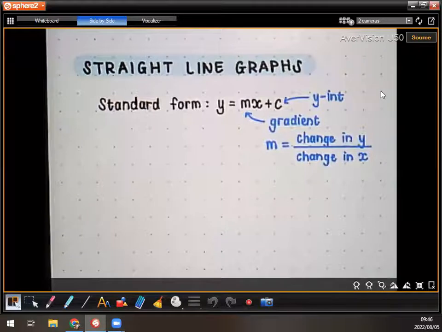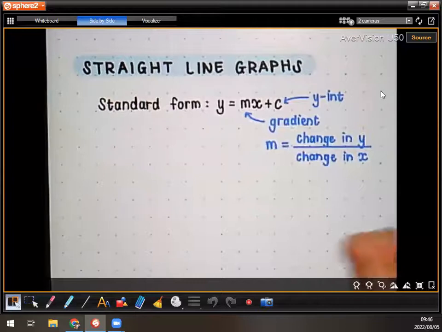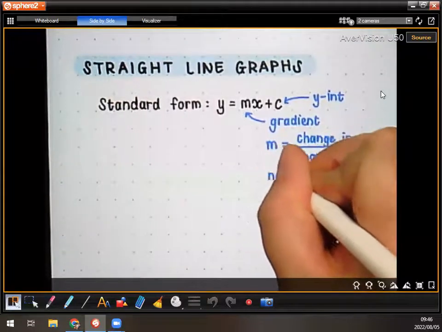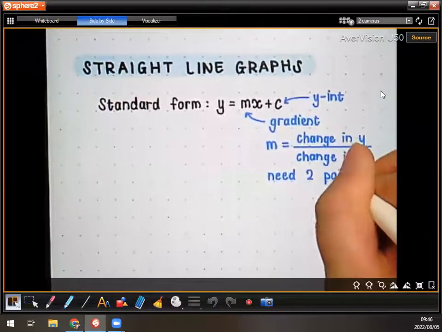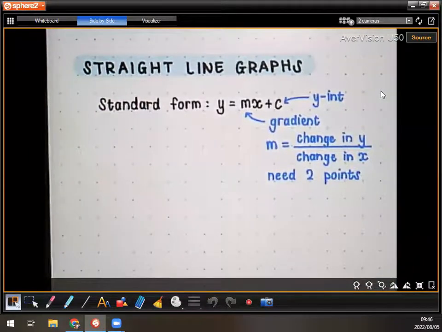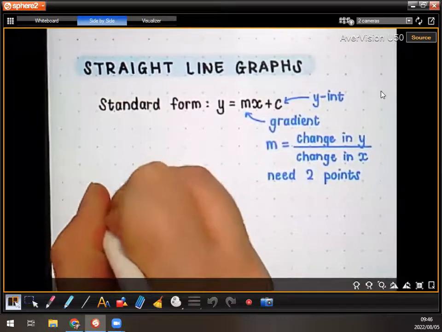So the gradient is change in y over change in x. Guys, to calculate the gradient, you always need 2 points. So if you don't have 2 points, you will be unable to find the gradient. I'm just quickly going to do an example where they give you information about a straight line and you need to find the equation of it. Alright, so just quickly, an example.